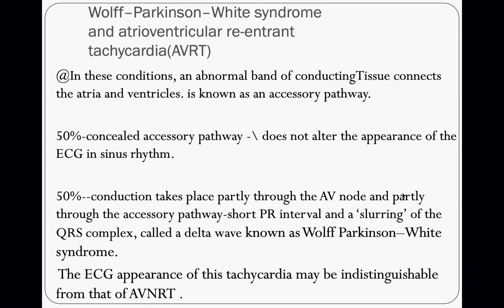So, in Wolff-Parkinson-White syndrome, there is an accessory pathway of conduction, other than the bundle of His, connecting the atria to the ventricle. When conduction takes place partly through the AV node and partly through the accessory pathway, it will produce a short PR interval with a slurring of the QRS complex called a delta wave. When you see a short PR interval and slurring of the upstroke of the QRS complex, it's called Wolff-Parkinson-White syndrome. And if the rate is fast, more than 100 beats per minute, it is called AVNRT. Next slide, please.